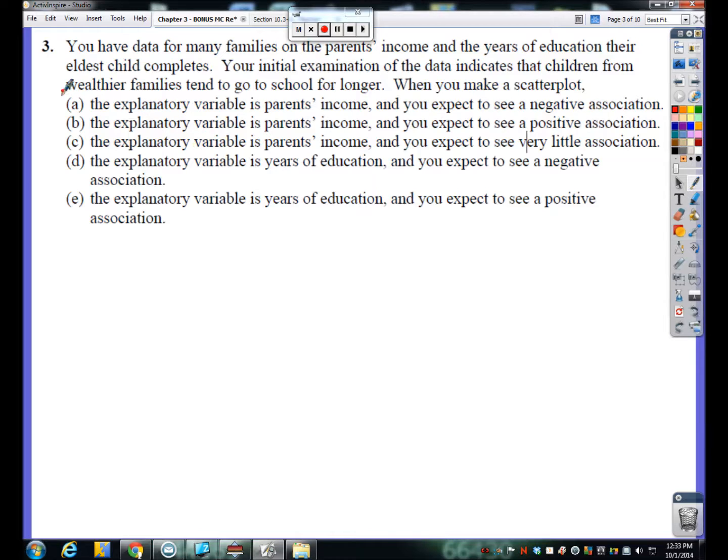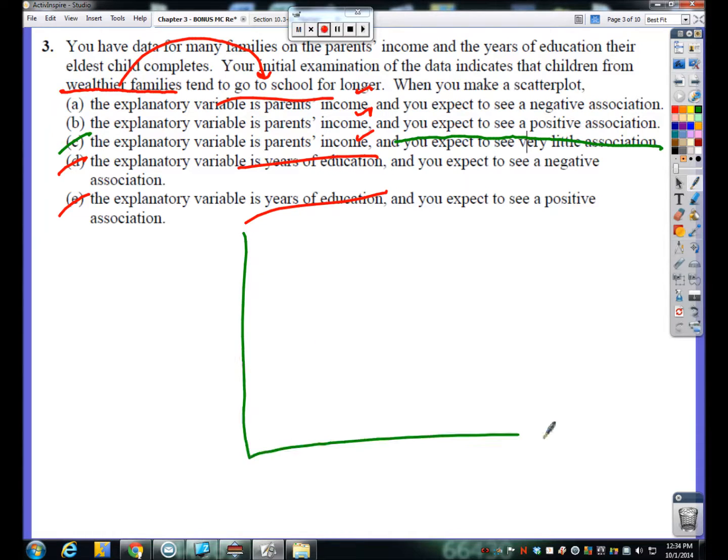So they were using income, wealth, to try to predict how long they would go to school. So parents' income, check, check, check, A, B, and C works out here, but D and E don't use the correct explanatory variable. Now, would we see a positive, a negative, or really no association? Well, it says our initial examination of the data indicates that wealthier families tend to go to school longer. So there is an association that we see from the data, so it's not C, but now is it positive or a negative association? So we need to think of income as our explanatory and education, years of education, as our y, and it says that wealthier families tend to go to school longer.